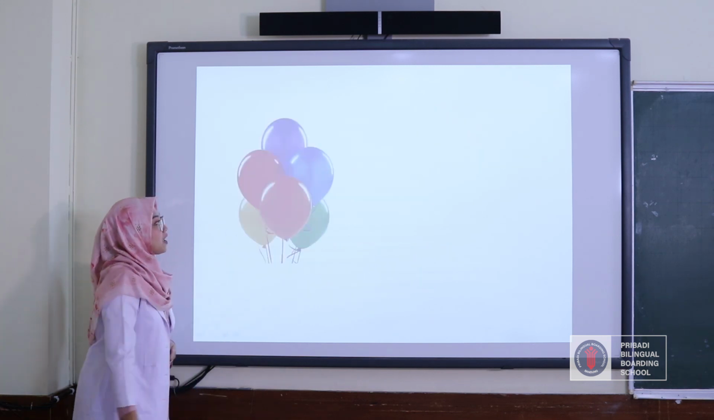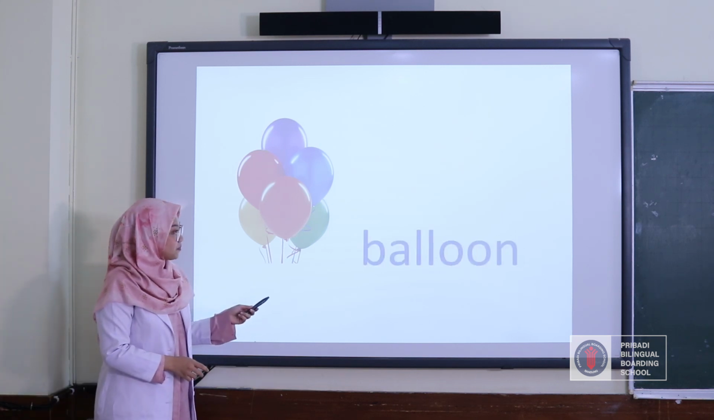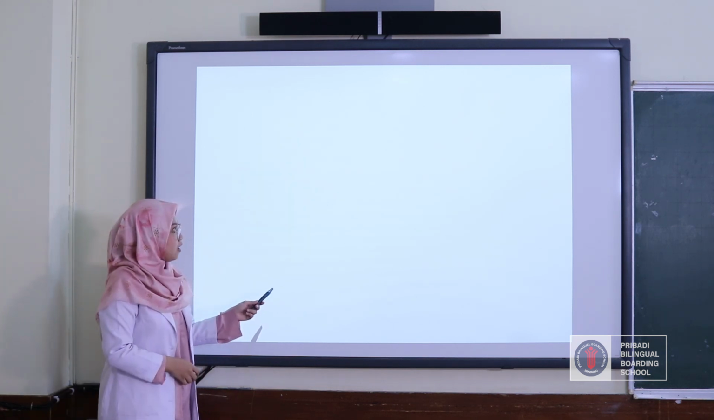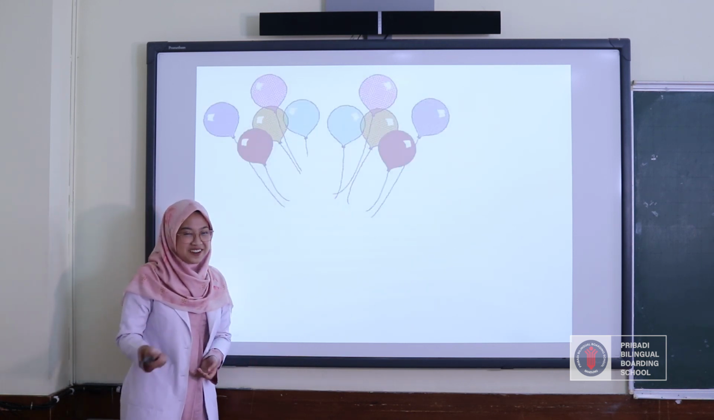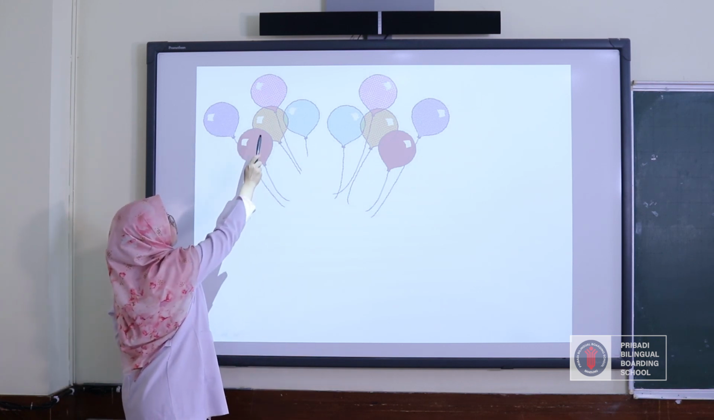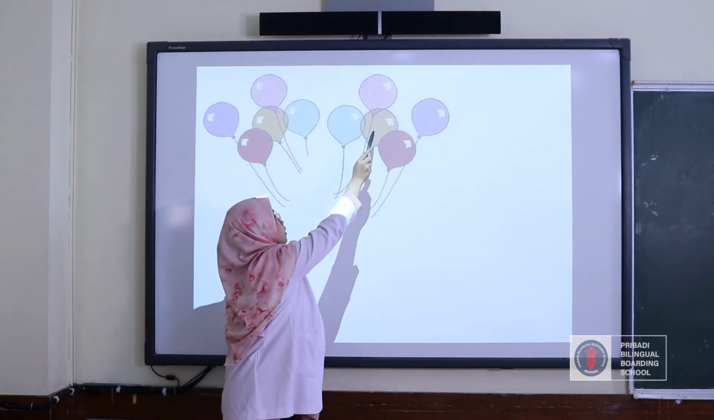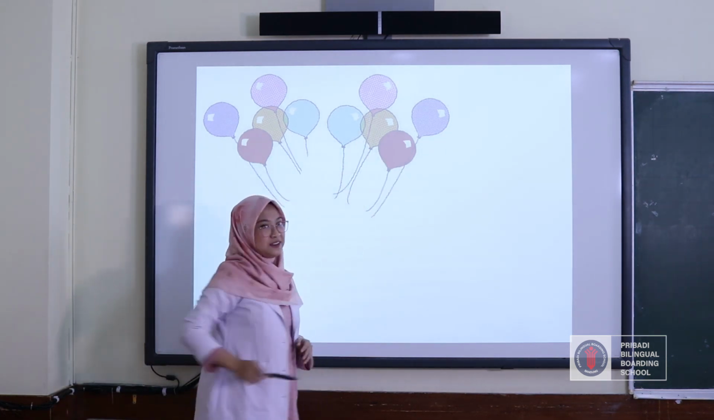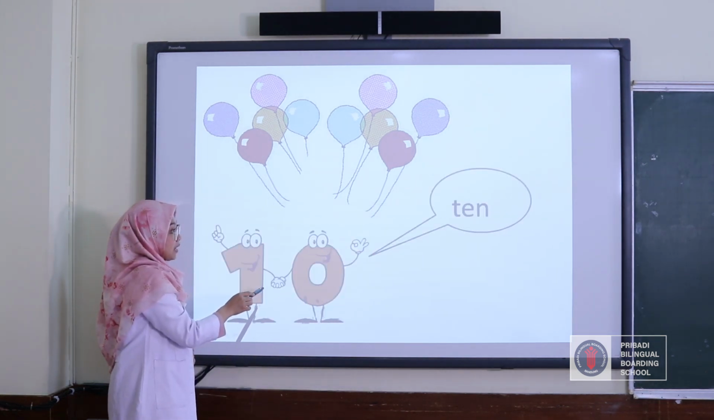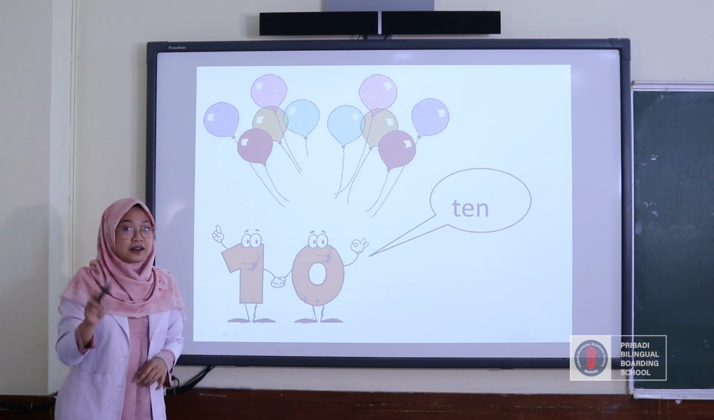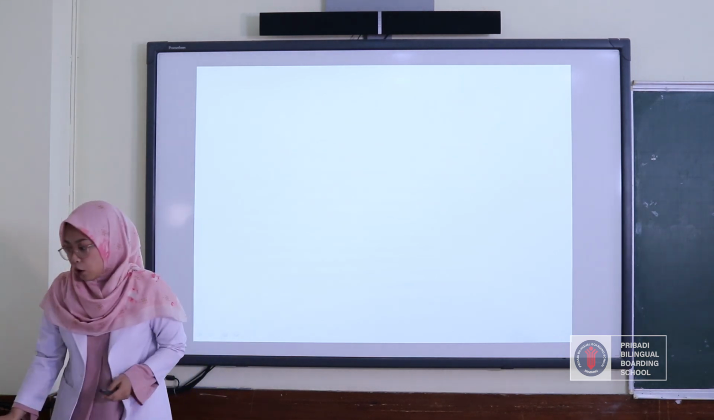Well done. The next one, it's everybody's favorite. It's a balloon. Now, let's count how many balloons are there. All right? We have 1, 2, 3, 4, 5, and then 6, 7, 8, 9, and 10. So we have 10 balloons in this picture. Or we can say that there are 10 balloons. All right? Next, you can open.